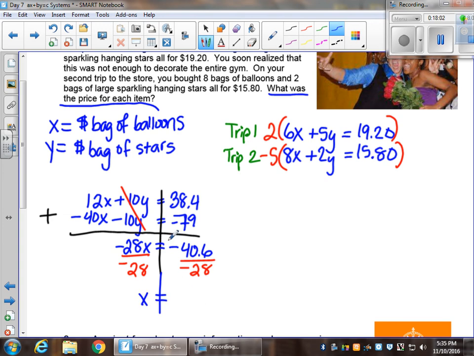So mentally, I know negative divided by a negative is a positive. So the only thing I'm going to put in my calculator is 40.6 divided by 28. And I get a decimal. I get 1.45. What does that answer mean? Is it okay that I got a decimal? Well, when I go back and I look at how we defined our variables, x represents the cost of a bag of balloons. So does this answer make sense?